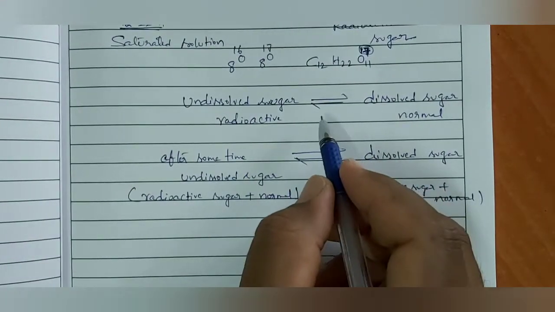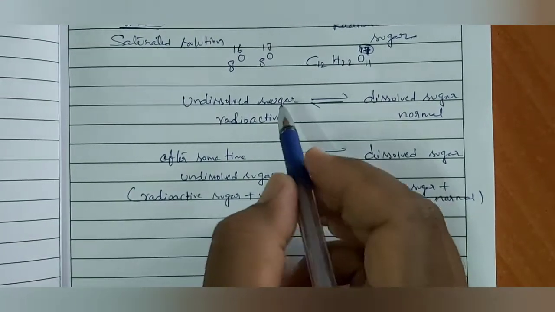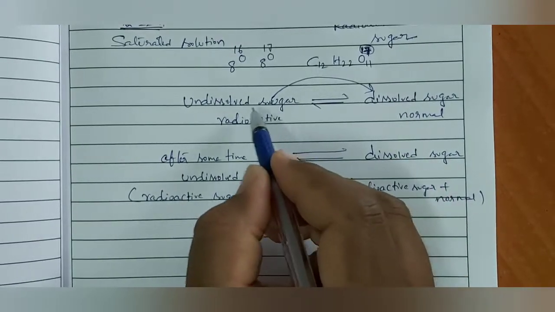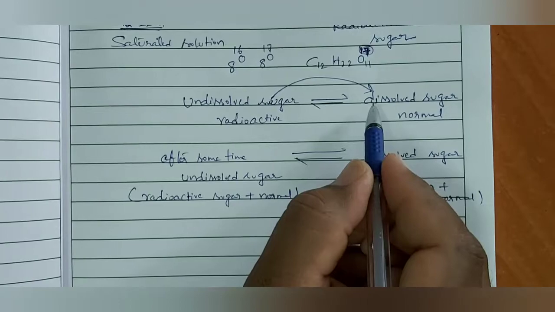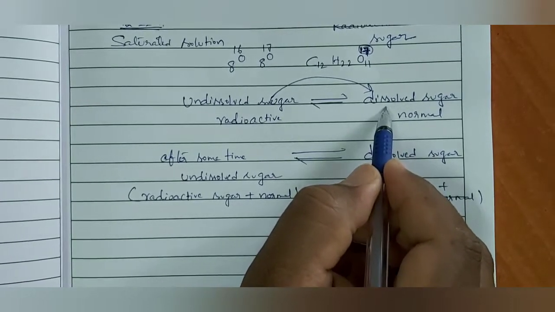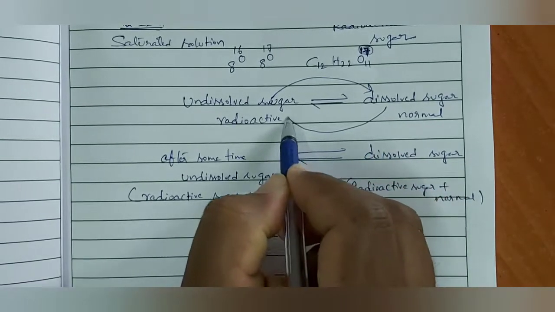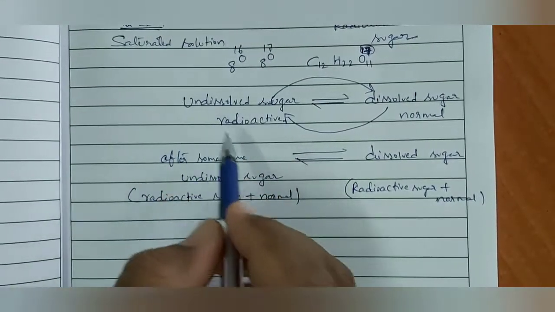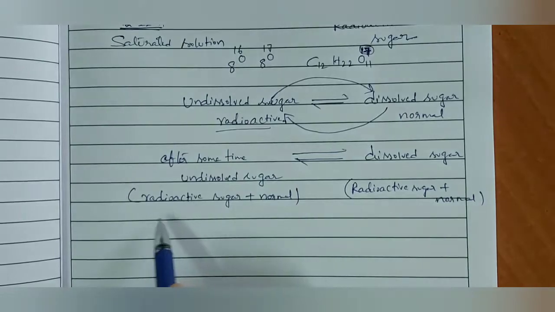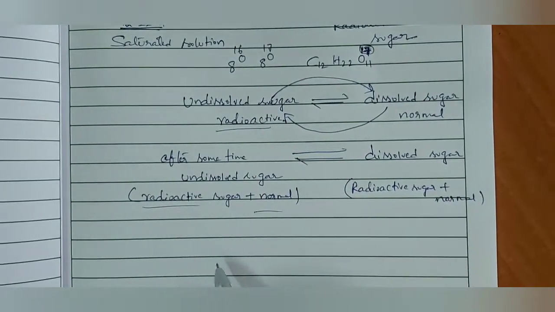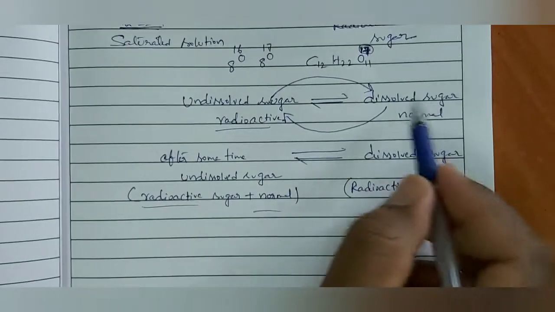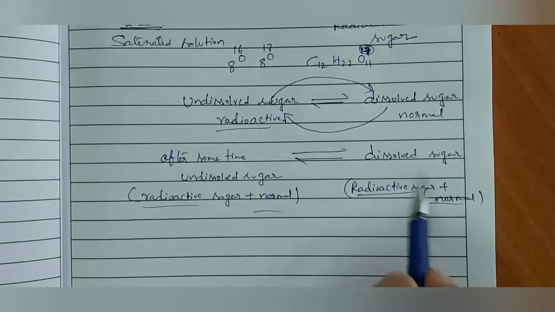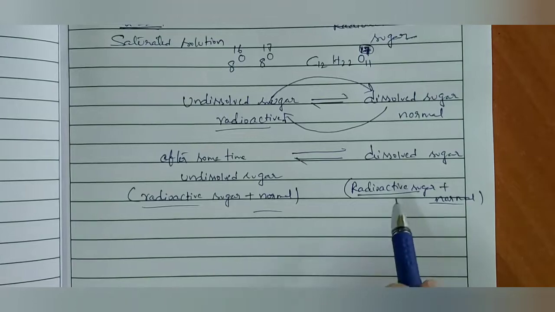At the time of equilibrium, dynamic nature is there. Some particles of radioactive sugar will be converted from undissolved state to dissolved state, and some particles of normal sugar are converted from dissolved state to undissolved state. So after some time, in undissolved state, both radioactive and normal particles are there. Same like that, in dissolved sugar also, both radioactive sugar and normal particles are there. From this you can understand that dynamic equilibrium is there.